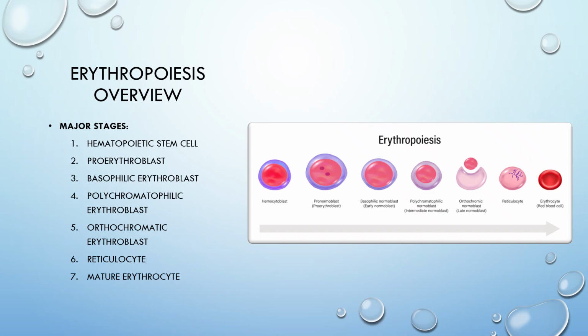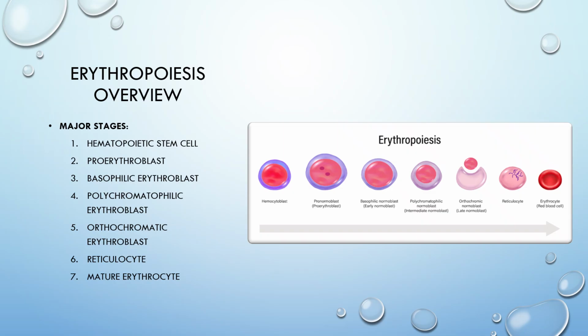To keep up with the constant turnover of red blood cells, the body relies on a tightly regulated process called erythropoiesis, which takes place primarily in the bone marrow. Erythropoiesis begins with a hematopoietic stem cell, which is a multipotent cell capable of giving rise to multiple blood cell lineages. Once that stem cell commits to the erythroid pathway, it begins a series of highly organized developmental stages.